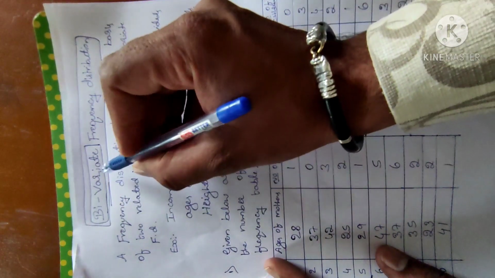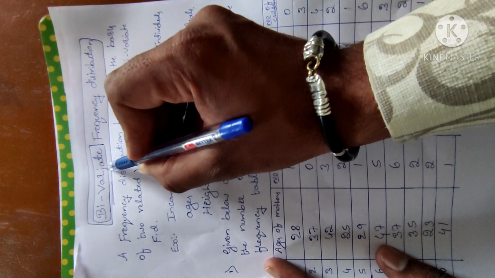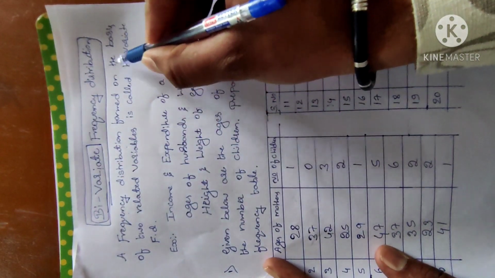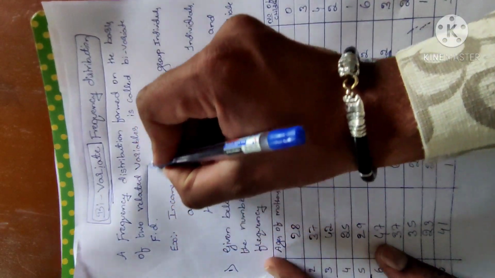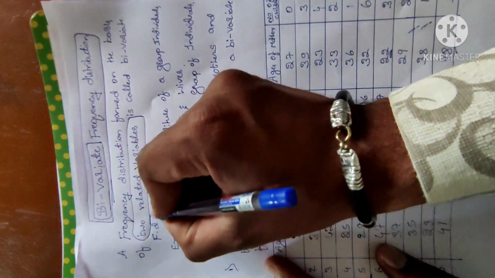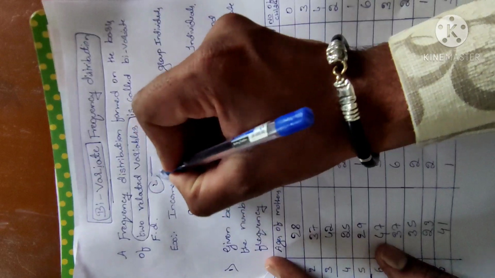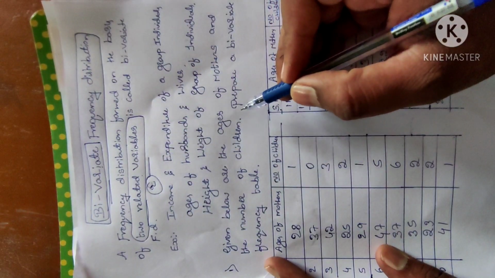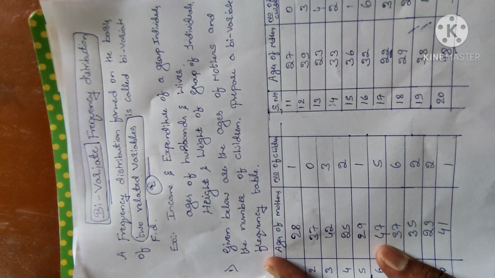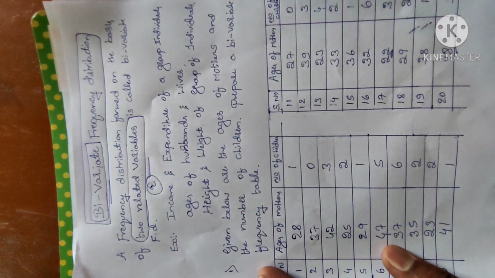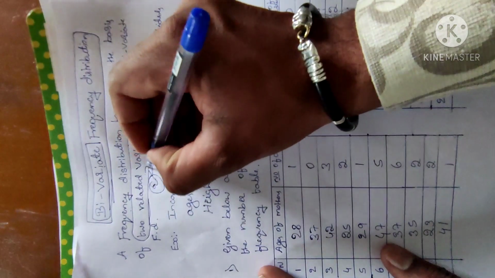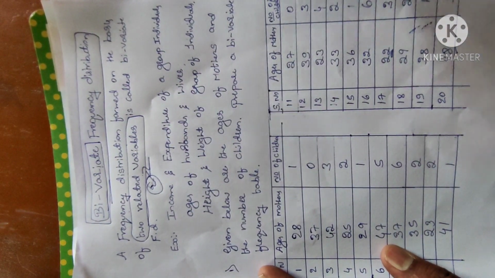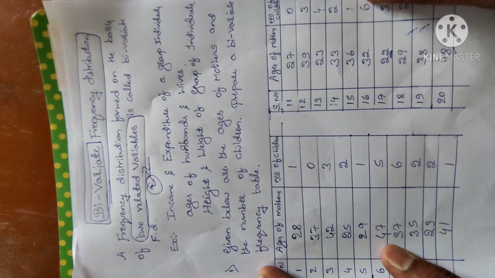First, we should know the meaning of bivariate. A bivariate frequency distribution is formed on the basis of two related variables. When we are forming a frequency distribution, we give importance to two variables. That is called a bivariate frequency distribution.